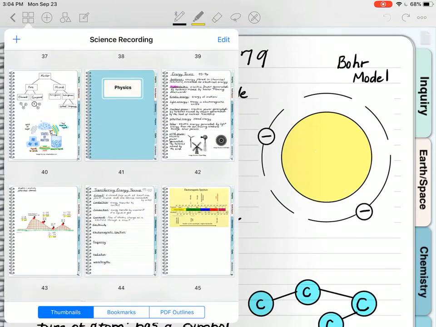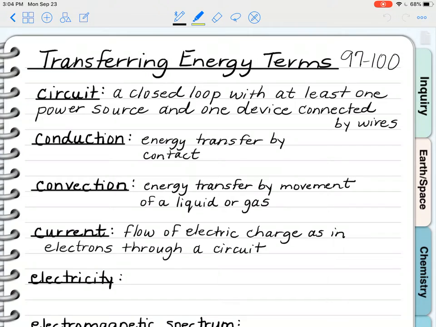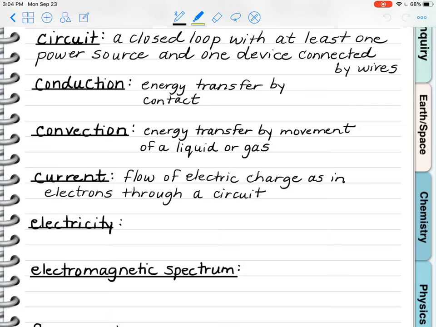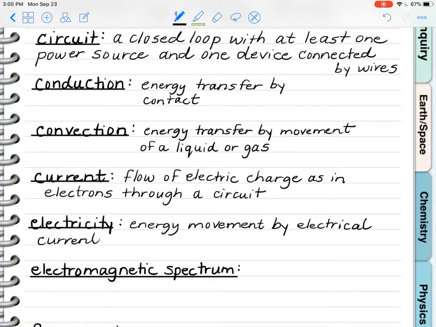When you get those flowing in a current through a circuit, you have electricity. You have a type of energy. And electricity is energy movement by electrical currents. So you have that movement of currents that is electricity.